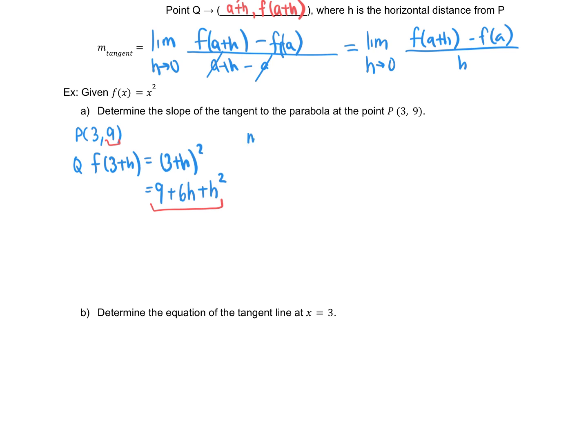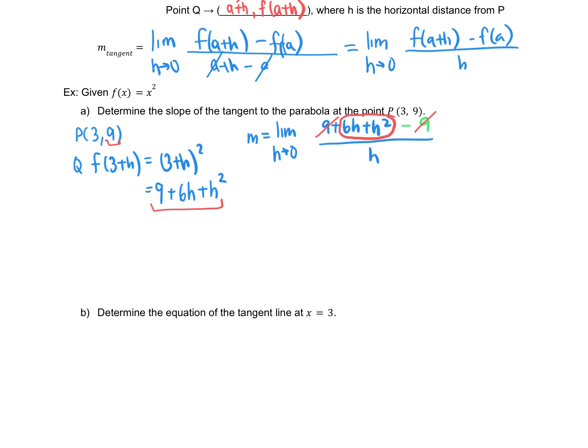So the slope of the tangent is equal to the limit as h approaches 0 of 9 plus 6h plus h squared minus 9, all over h. Technically in that denominator it would have been 3 plus h minus 3 if you're using the slope formula, but the 3's would cancel out. And that's why we're left with this. And now let's see what happens. Well, 9 minus 9 is 0. So those are gone, and I'm just left with 6h plus h squared in my numerator.